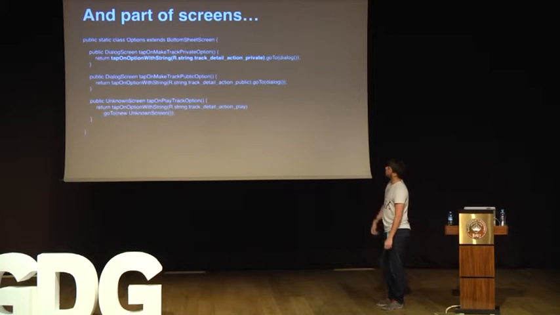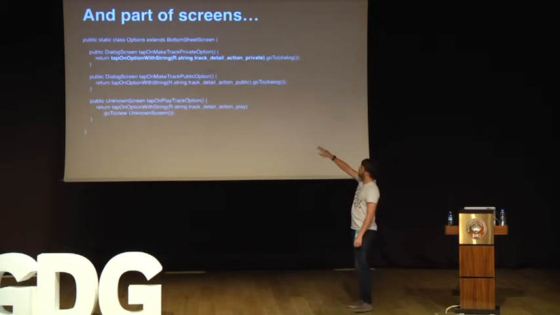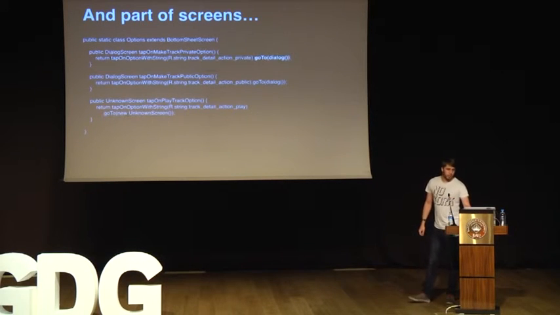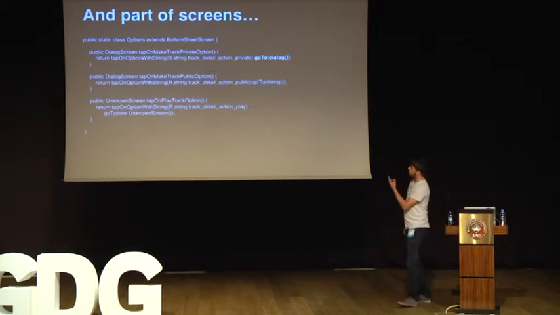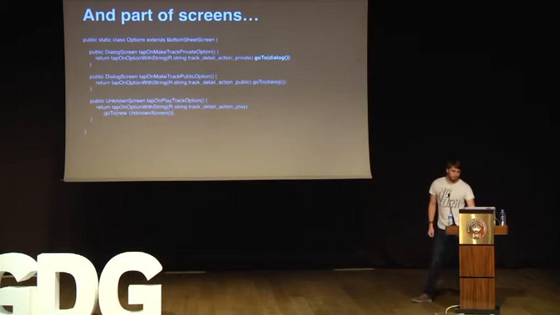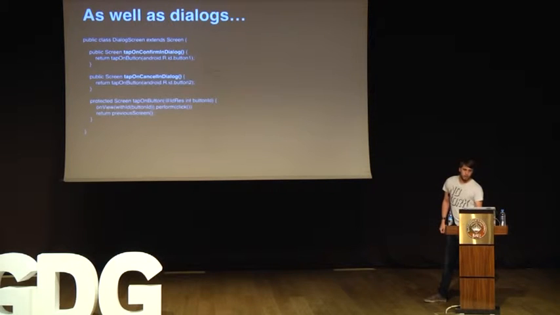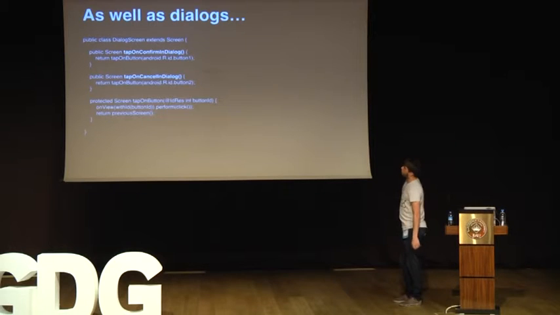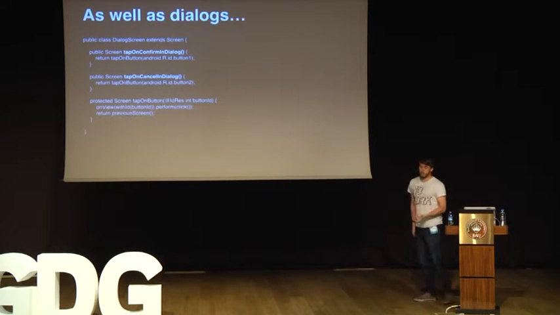And then here you can just say, OK, I want to tap on the make track private option. So I have a helper method that allows me to tap on whichever option I want. And then at the end of the line, because we know that this action is really important, it will pop a dialog. Then we say, OK, let's just return a dialog screen. And the dialog screen is just a screen that has two possible actions, either confirming or canceling.